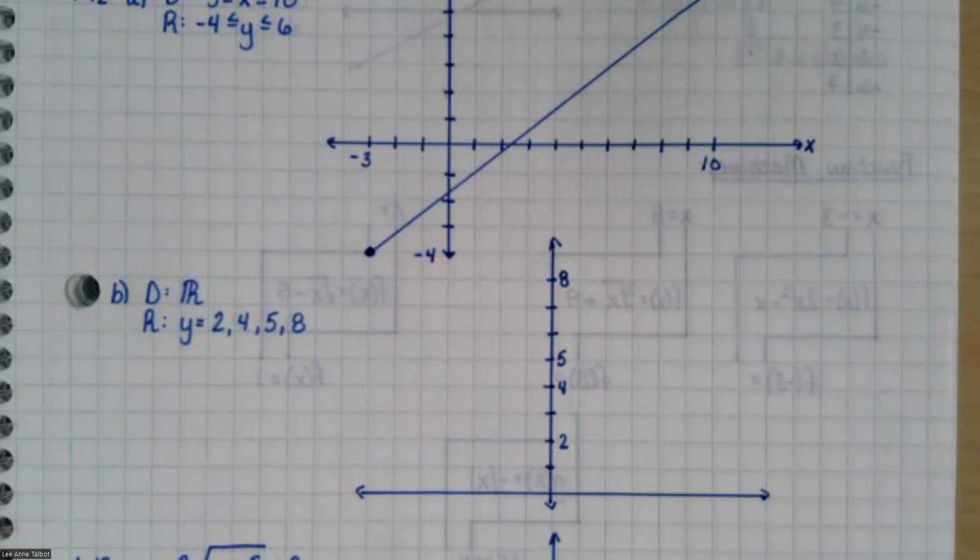I want you to try to talk in a group brainstorm for just 30 seconds. What type of graph would this have to be to have a domain of all reals and a range of only 2, 4, 5, and 8? This is a really hard question, so if you don't get it, I totally understand. Domain of all reals, range of 2, 4, 5, 6.